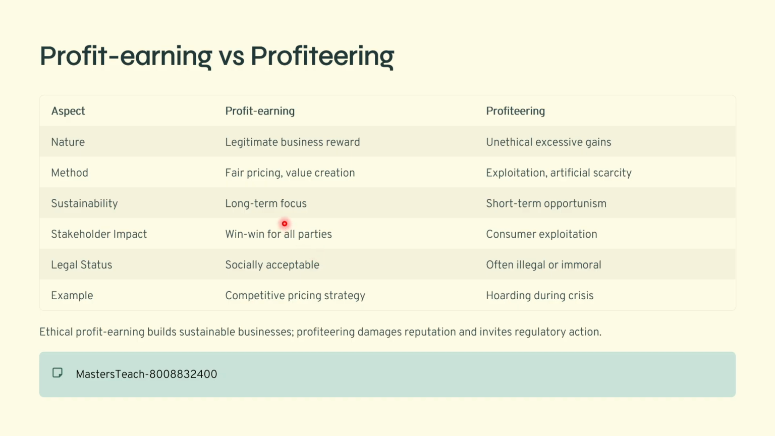Sustainability: profit earning is focused on the long term, whereas profiteering is short-term opportunism. Stakeholder impact: win-win for all parties, whereas the consumer is exploited in profiteering. Legal status: profit earning is socially accepted, whereas profiteering is often illegal or immoral. Example: competitive pricing strategy, whereas hoarding during a crisis. So ethical profit earning builds a sustainable business. Profiteering damages the reputation and invites regulatory action.